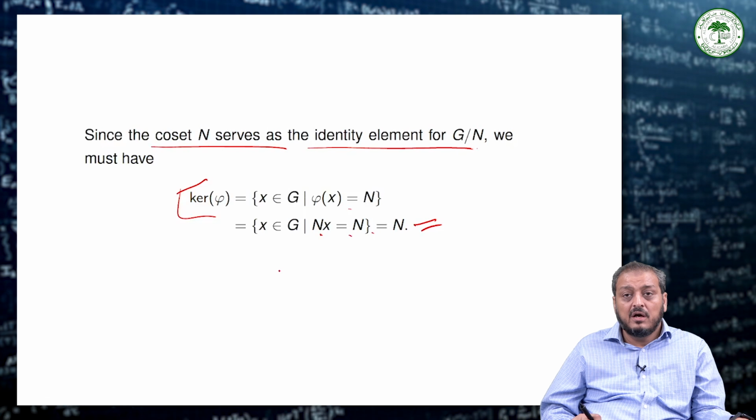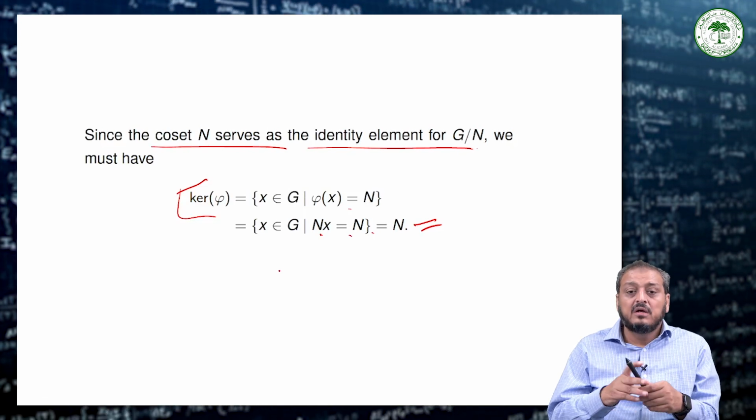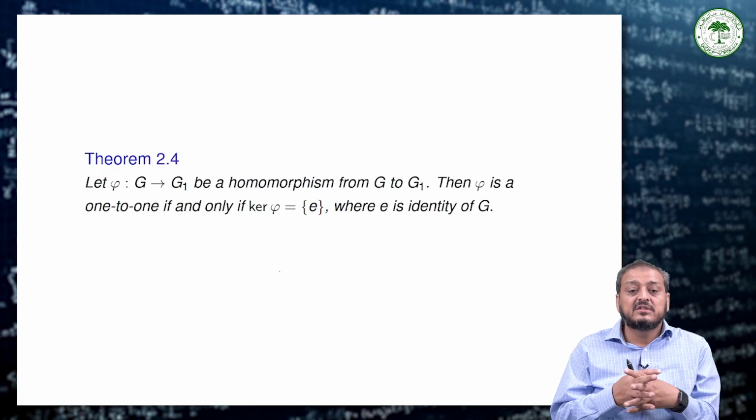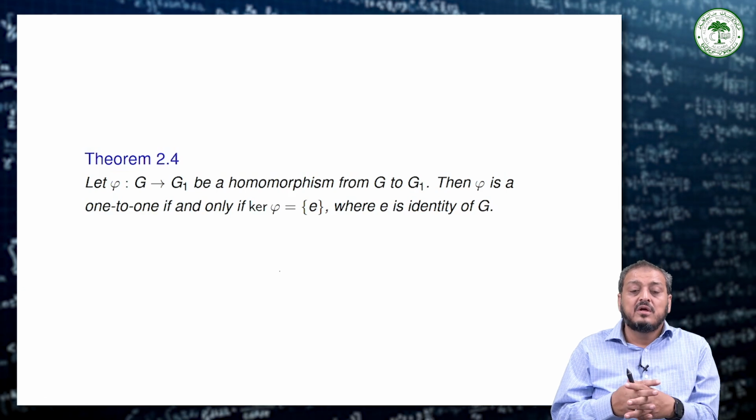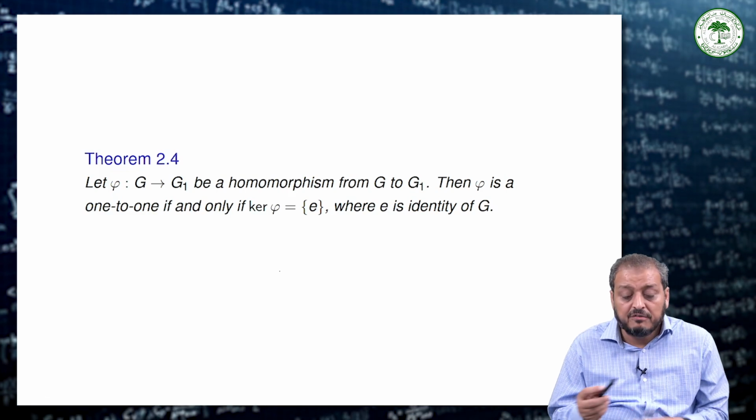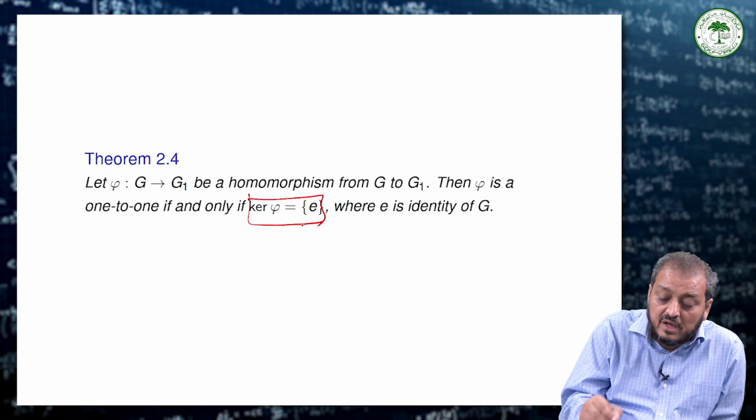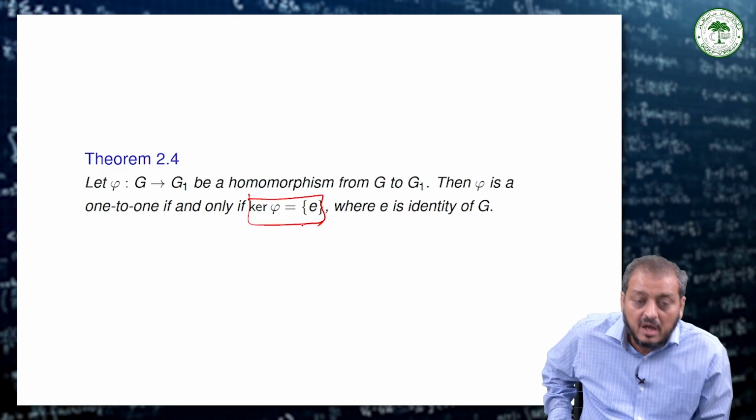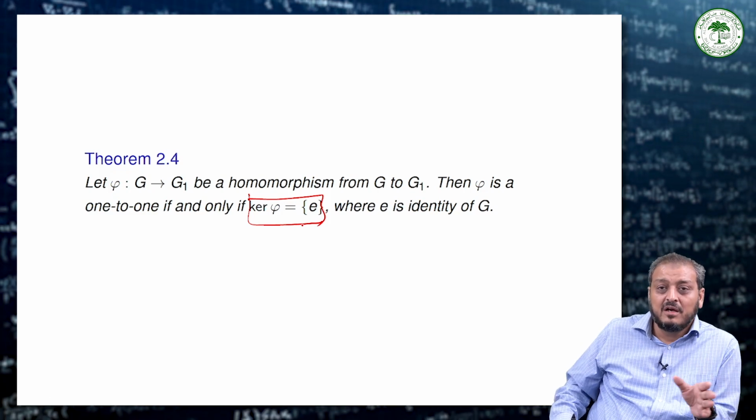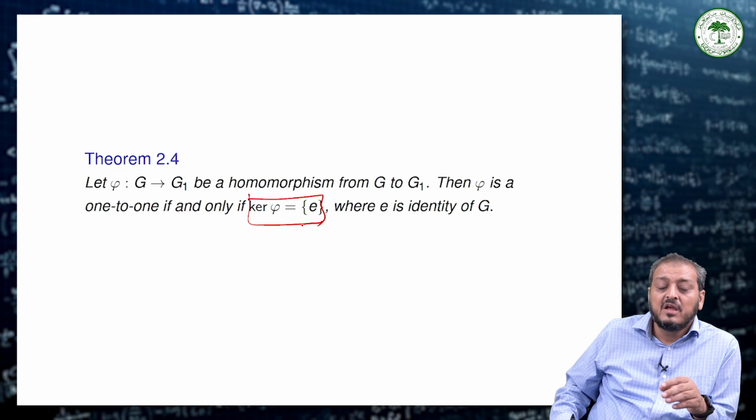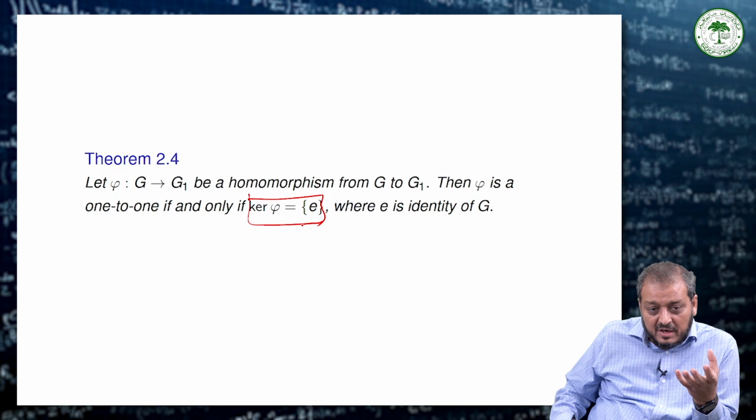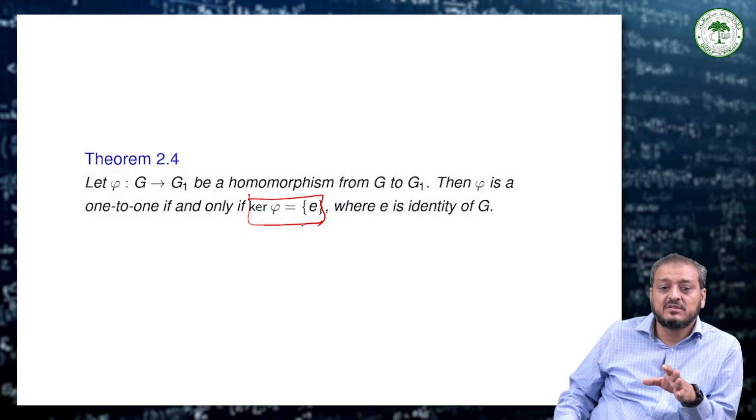We will now try to prove one more result. That result says that if phi from G to G1 is a homomorphism, then phi is one-one if and only if the kernel of phi is equal to the identity. This is a very interesting and trivial result. For proving that it is one-one, we can simply say that the kernel of phi is equal to the identity. If the kernel of phi is equal to the identity, then we have to show that phi is one-one, and if it is one-one, then we have to show that the condition clearly holds.